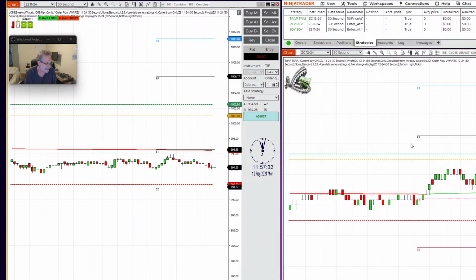Soy is November. Yep, ZS 1124, and corn is 1224. That is correct. Corn is 1224. Soy is 11. They're not the same, and they're often not the same. They're not always the same.